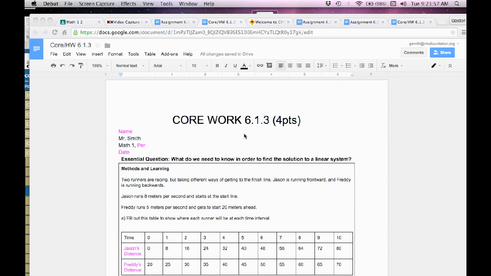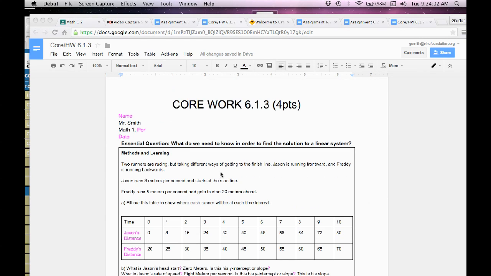Okay, we're looking at core work 613, and we'll start at the beginning. Two runners are racing, but taking different ways of getting to the finish line. Jason is running forward, and Freddie is running backward. Jason is running 8 meters per second and starts at the start line. Freddie runs 5 meters per second and gets to start 20 meters ahead.